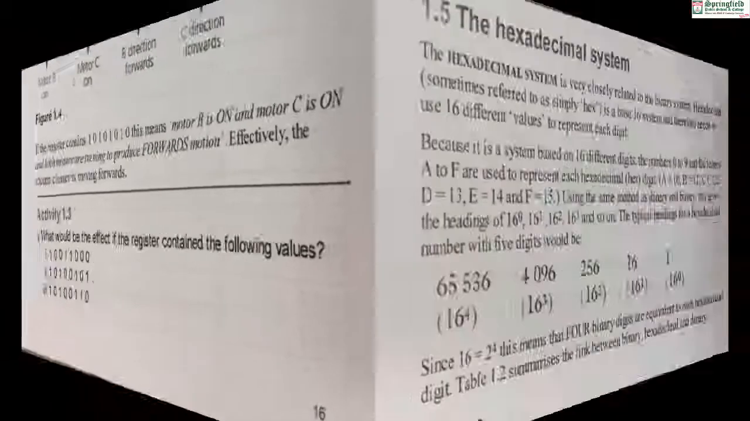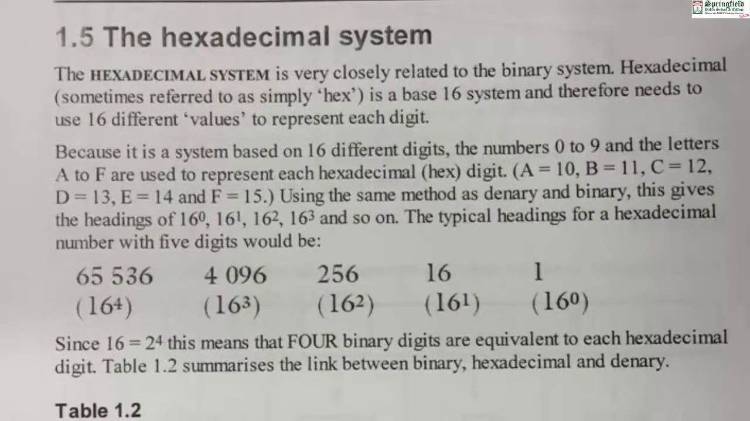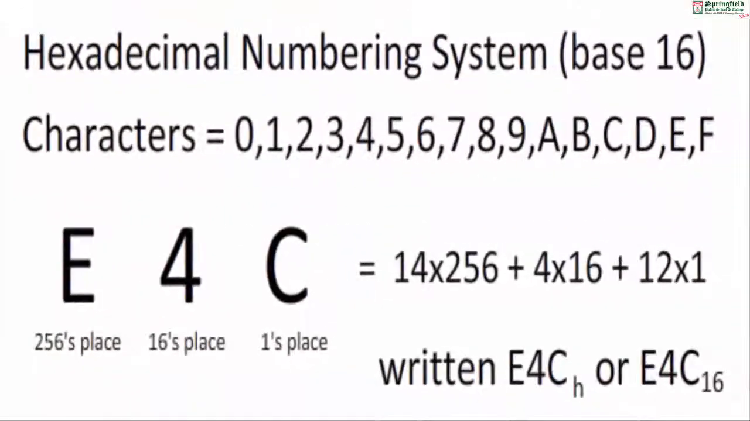The next topic is 1.5, the hexadecimal system. The hexadecimal system is very closely related to the binary system. Hexadecimal, sometimes referred to simply as hex, is a base 16 system and therefore needs 16 different values to represent each digit. Because it is based on 16 different digits, the numbers 0 to 9 and the letters A to F are used to represent each hexadecimal digit. A equals 10, B equals 11, C equals 12, D equals 13, E equals 14 and F equals 15.